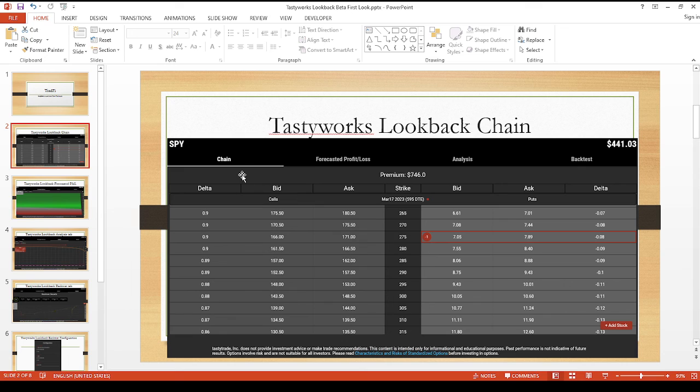So I'm just going to go through the different tabs. Basically, what you can do is try different types of strategies and then see how they would have performed based on the amount of data that they have going back. For example, I just wanted to see what would happen if I sold a LEAP at the 8 delta strike on the SPY.